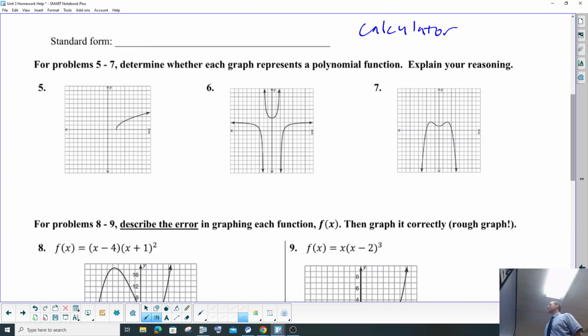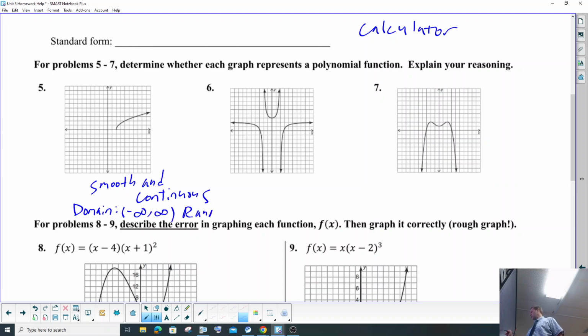Let's go. Okay, determine whether each graph represents a polynomial function or not. So it has to be smooth and continuous. Okay, smooth and continuous. Also, it has to have a domain of negative infinity to positive infinity, and a range to be a polynomial. At least the domain, definitely negative infinity, positive infinity. The range, but definitely the domain.